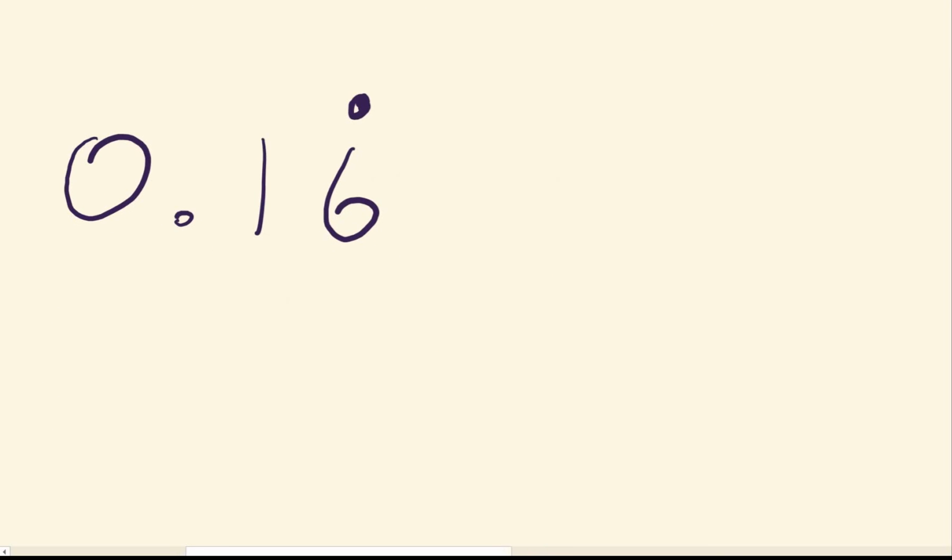Another way to see it written: here the dot's only above the 6, so that means that only the 6 repeats. So this is the same as 0.1, and then we have basically infinitely many 6s going after that.